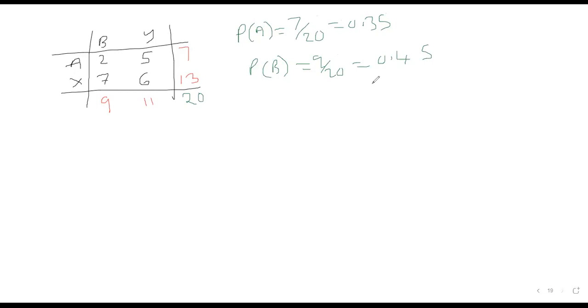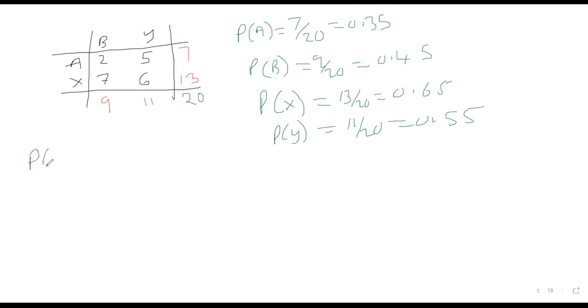Then X and Y. X is 13 out of 20, which is 0.65. And Y is what? 11 over 20. Get what? 0.55.